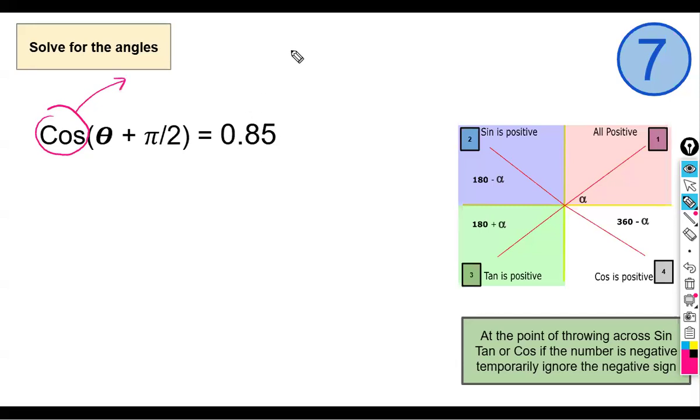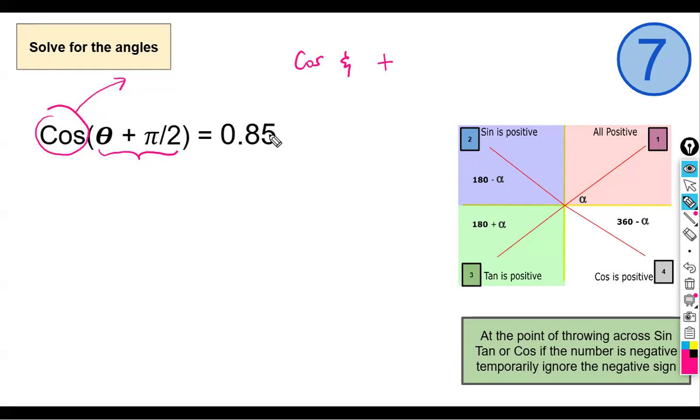So remember, this is a cosine question. And at the point of throwing across the cosine, because we have no choice but to throw across the cosine first, we realize it was a positive question. Don't pay attention to the brackets as yet. You throw across the cosine, and anytime you throw across a sine, tan, or cosine, pause the question and get your two answers. So everyone quickly, get your two answers for me. Forget about that pi on 2 in the brackets. We will handle that at the end of the question.